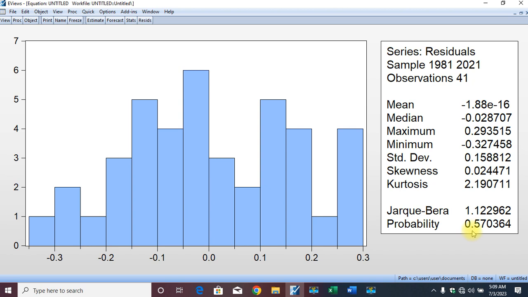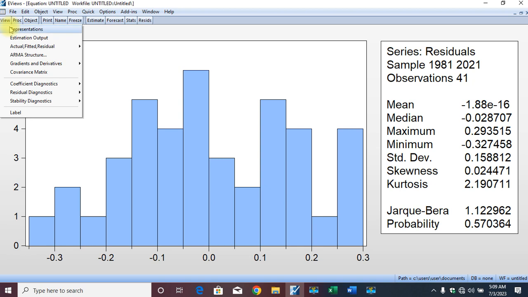We are happy with this because this is what we wanted. So having certified that this is correct, we now proceed to check for the stability of the model using the Ramsey RESET test and the CUSUM and CUSUM of squares test.